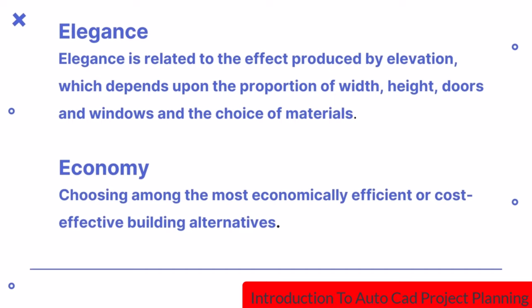The next principle is elegance. Certain compromises have to be made while preparing a particular plan. Site conditions and marginal distances restrict ideas to some extent. Elegance is related to the effect produced by elevation, which depends upon the proportion of width, height, doors and windows, and the choice of materials.